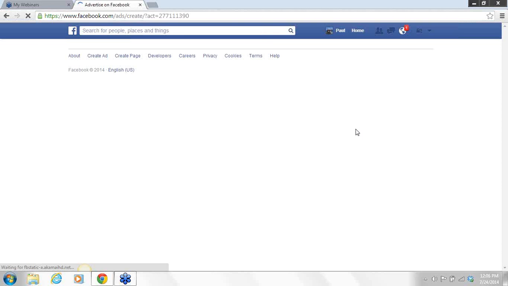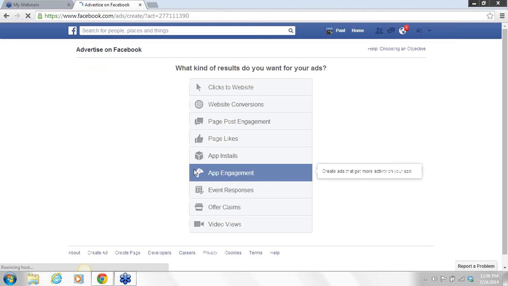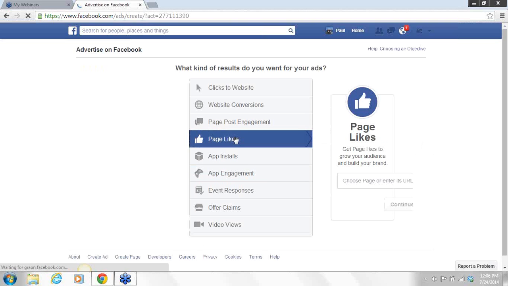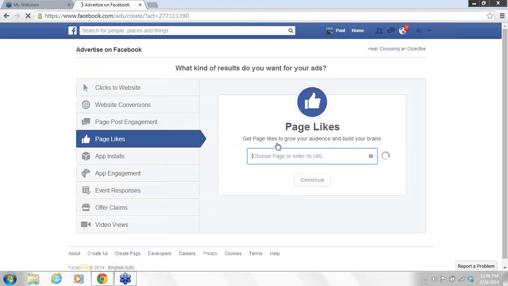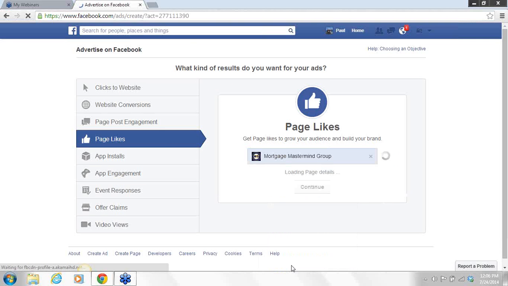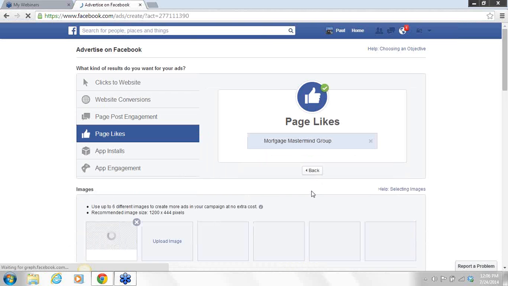Not sure exactly why this is taking so long to load in here. But the demographics are basically the same. So it doesn't make any difference what type of ad that you're doing in terms of how you target the people that you're targeting. So just for the sake of moving forward, I'm just going to select the page likes one. I'm going to choose my Mortgage Mastermind Group. And we're going to go ahead and continue once we have the opportunity to do so.